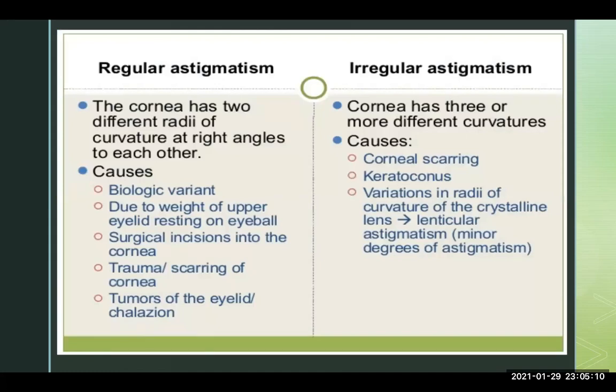So the regular astigmatism, in which the cornea has two different radii of curvature at right angles to each other. Biologic variant due to weight of upper eyelid resting on the eyeball, surgical incisions into the cornea, trauma, scarring of the cornea, tumors of the eyelid, and lesions. All of them may cause the astigmatism. While in the irregular astigmatism, the cornea has three or more different curvatures. Causes: corneal scarring, keratoconus, variations in radii of curvature of the crystalline lens, lenticular astigmatism, minor degrees of astigmatism, as I said.